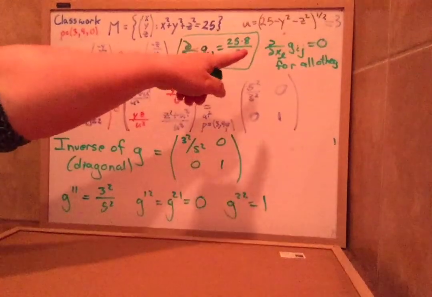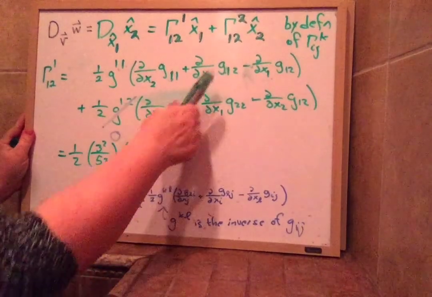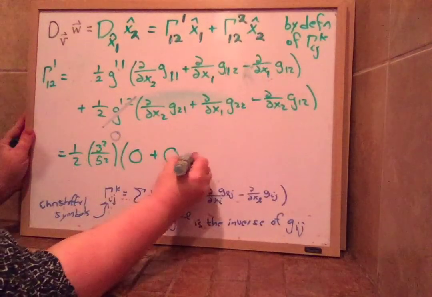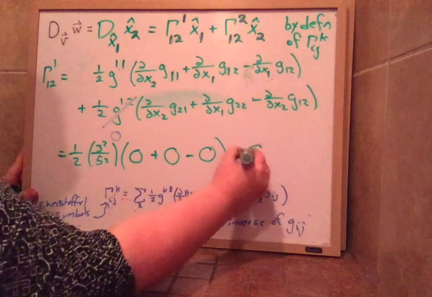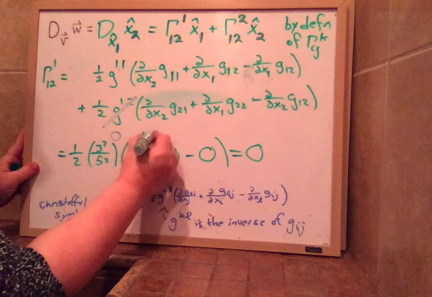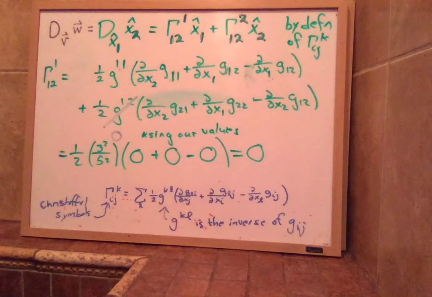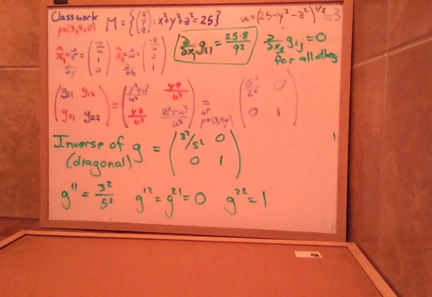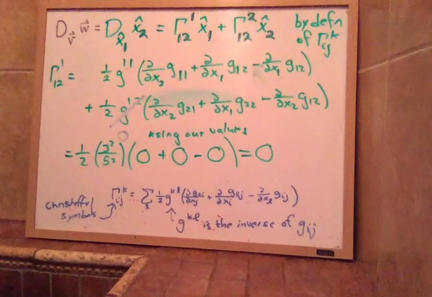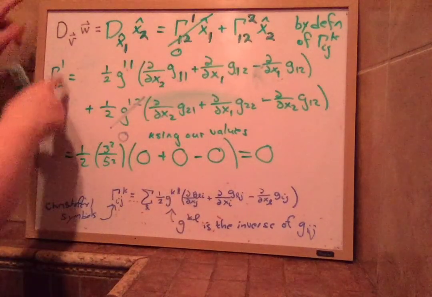Well, d dx l of g I j is 0 except when they're all three 1s. So I'm going to get this guy is 0. Plus this guy is 0, minus this one is 0. So our G121 is just 0. This is using our values. Okay, so we get that that is 0. So our gamma 1, 2, 1 is 0. All right, so we're almost done. We already got 0 over here. This is 0 now. And now we should figure out gamma 1, 2, 2.